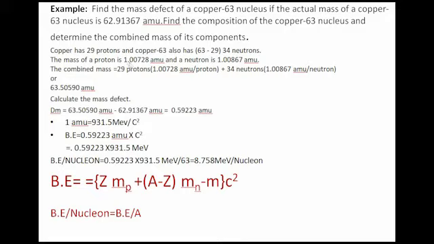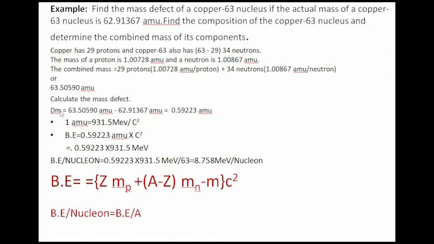So the combined mass is 29 protons into mass of the proton in AMU plus 34 neutrons into mass of neutron in AMU. So when we do this calculation, 29 into 1.00728 plus 34 into 1.00867, you will get this as 63.50590 AMU.